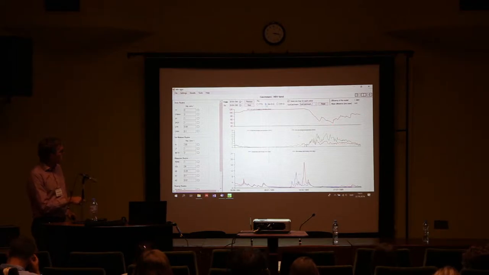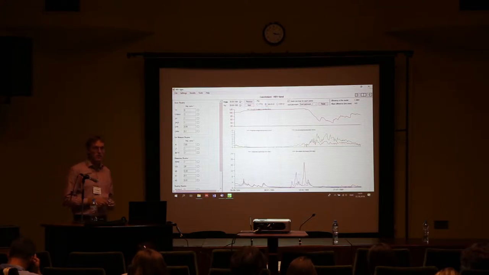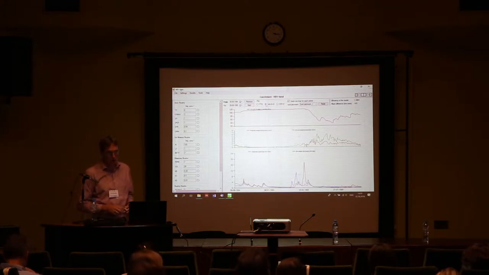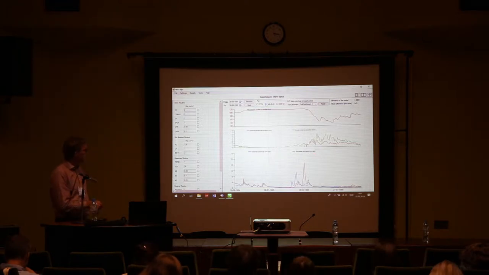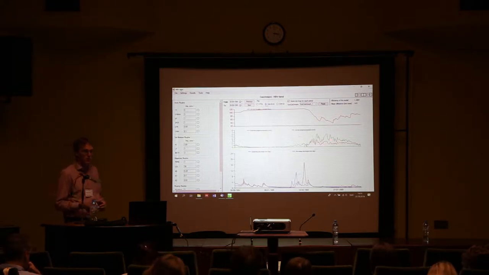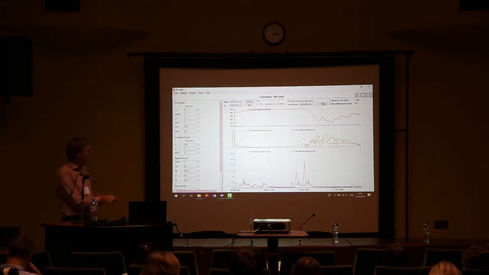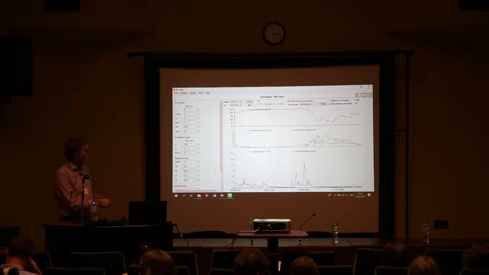And down here in the middle, you have the evaporation, in green the potential evaporation, and in brown the actual evaporation. So in the beginning of spring, actual evaporation is the same as the potential, but in this case here, during summertime, it's much more limited, because as the soil box gets drier, the actual evaporation is limited.